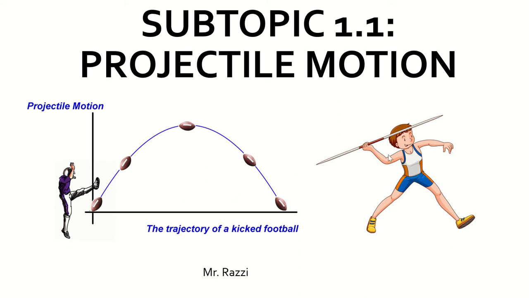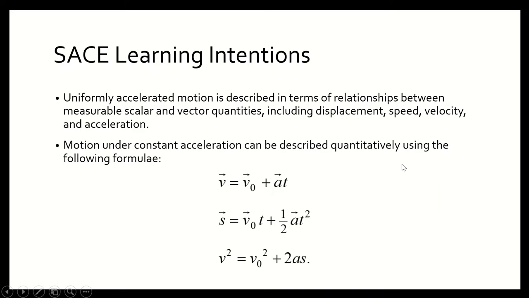But before we delve into projectile motion too deeply, we need to go back over some basics. At the beginning of every video, I'll have the learning intentions from SACE. So this is what they specified I need to teach you. The first dot point is that uniformly accelerated motion is described in terms of relationships between measurable scalar and vector quantities, which we'll recap, including displacement, speed, velocity, and acceleration. So all really key terminology that you should have learned in stage 1 physics. And if you didn't, we need to go back over them and learn them and understand them.